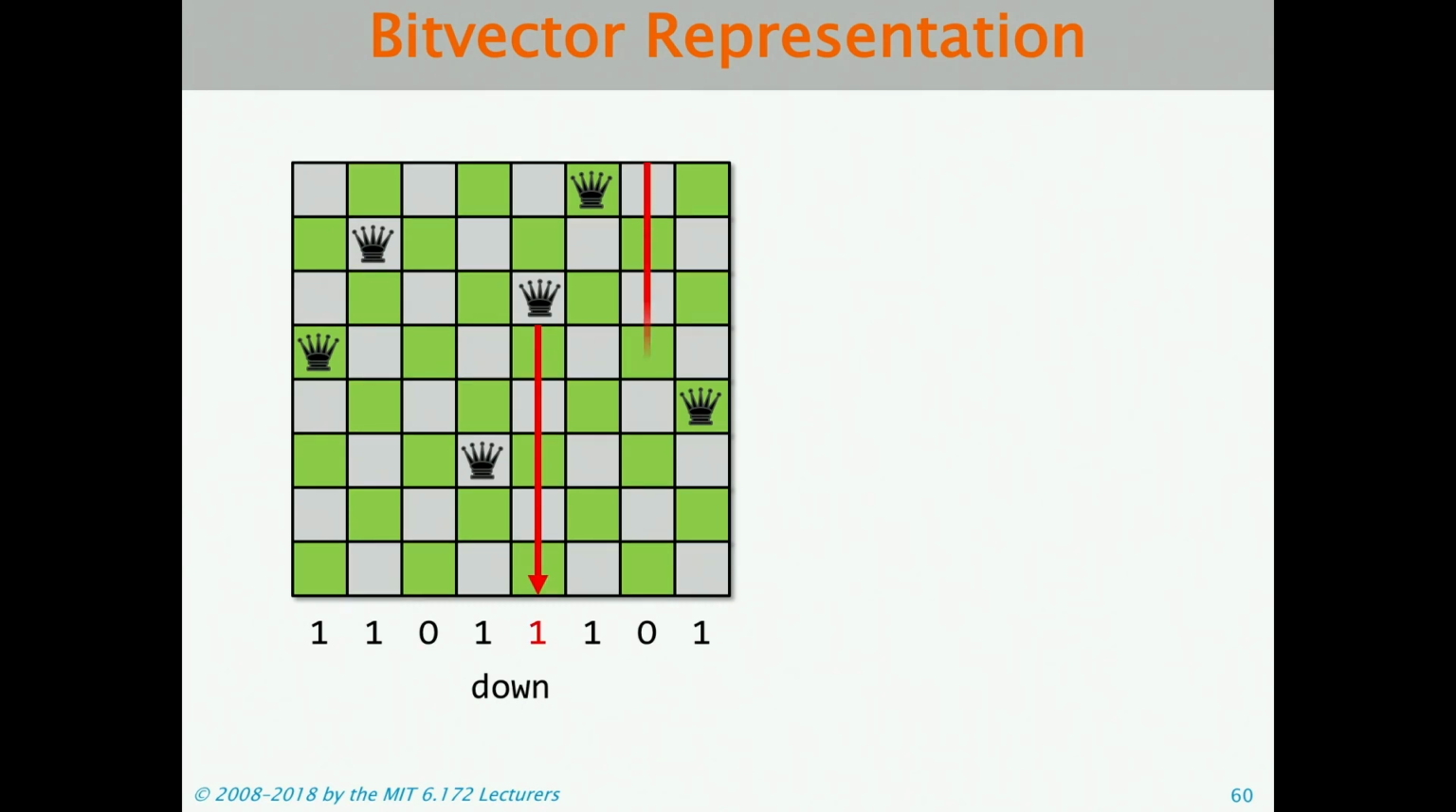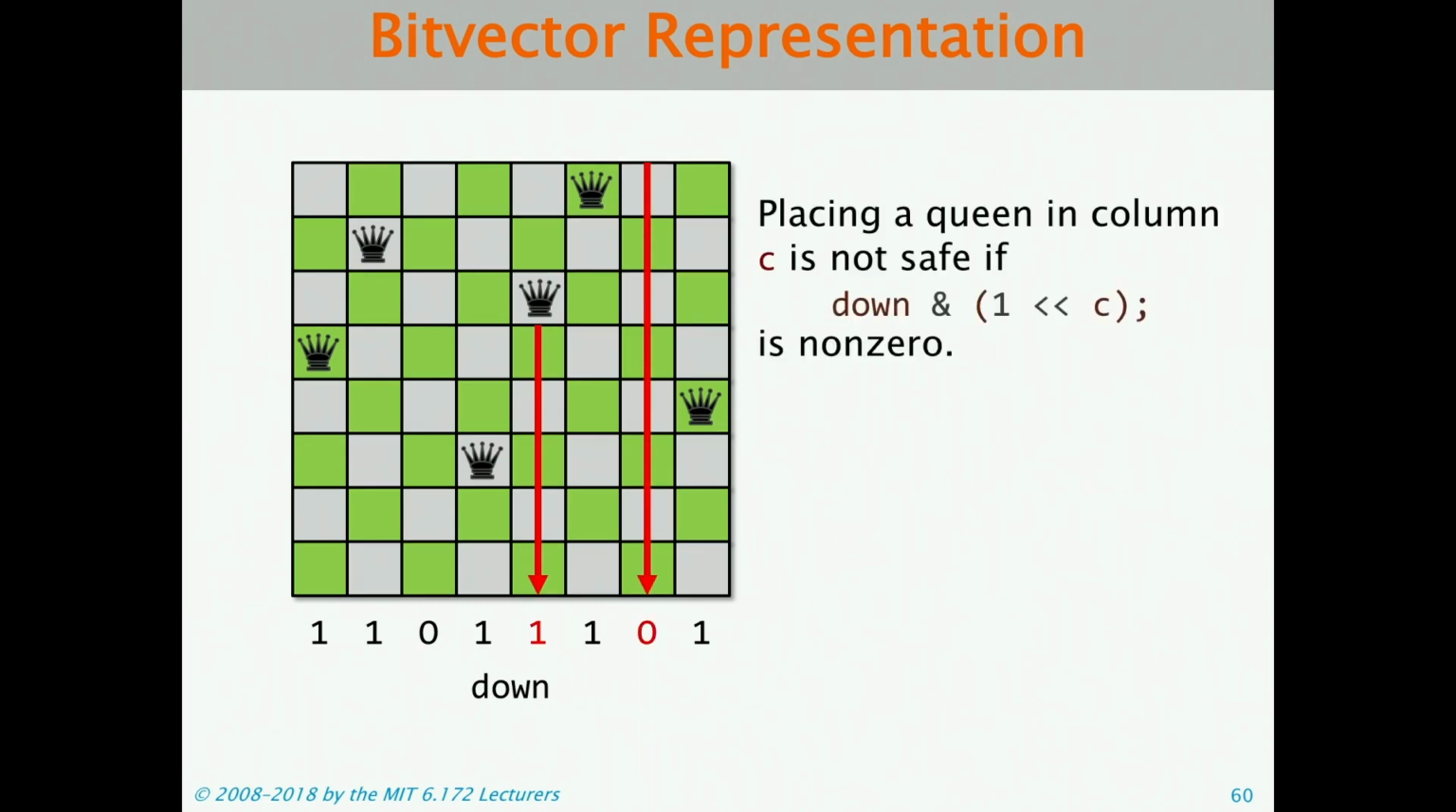And then when we want to check whether placing a queen is safe in any position, we first have to check whether that column is empty. And you can do this by ANDing the down bit vector with 1 left shifted by C, where C is the column where you want to place the queen. And if that's non-zero, that means there's already a queen in that column and you can't place it.